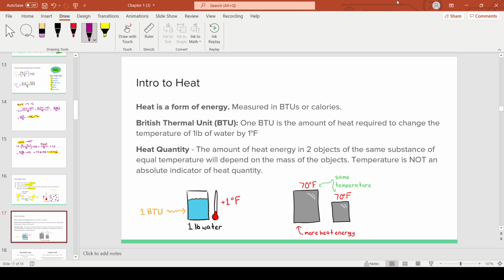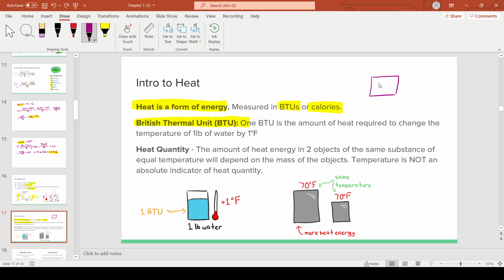Alright, here we have an intro to heat. Heat is a form of energy. We already knew that. It is measured in BTUs or calories. A BTU is 1 British thermal unit. It is the amount of heat required to change the temperature of 1 pound of water by 1 degree Fahrenheit. That's why we use the BTU instead of the calorie, because it makes sense like that.